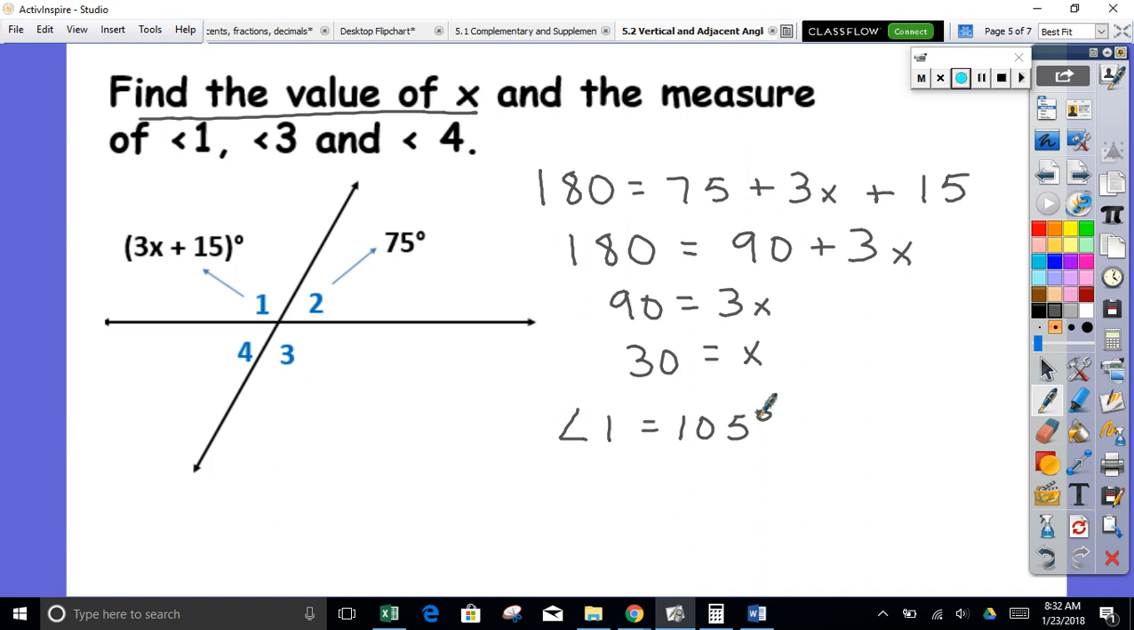Did anyone do it a different way? Anyone use the equation? Carly? I did plug 30 in for x. Okay, good. So you could also plug the 30 in for x. 3 times 30 is 90, plus 15 is 105. Brayden, if angle 2 is 75 and angle 1 is 105, what would angle 4 be? Number 1 is 105 degrees. 2 is 75 degrees. What would angle 4 be?